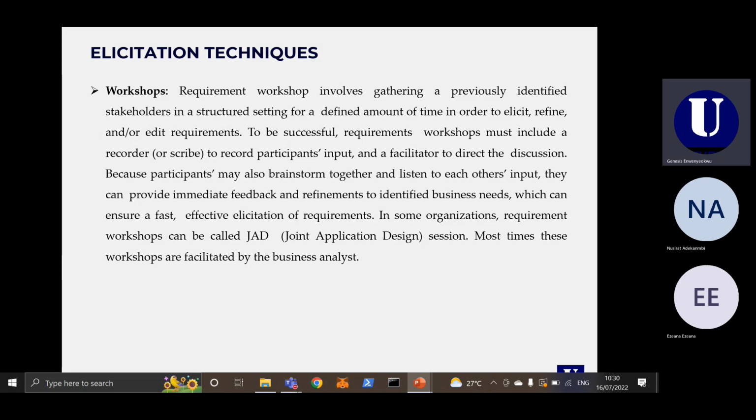For a requirements workshop to be successful, it must include a recorder, that is a scribe. Today, we basically don't have need of a recorder because things are done virtually and you can record the workshop meeting. If it is on Zoom, you can do a recording and have it available later.